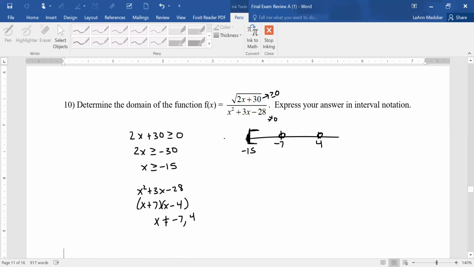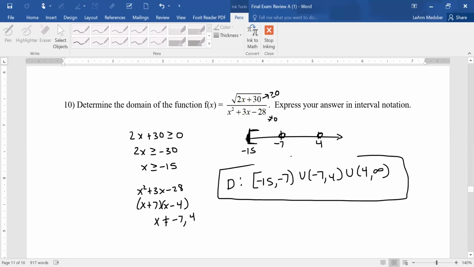If something falls over here on the left of negative 15, it's already been thrown out, so it doesn't really matter. So this is written as negative 15 to negative 7 with a parenthesis on the negative 7, bracket on the negative 15, union negative 7 to 4, because anything in between here is also okay. And then this goes on forever, so union with 4 to infinity. So that is my domain.